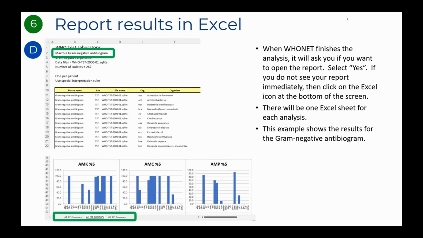When WHONET finishes the report, it will ask you if you want to open the Excel file. Select Yes. If you do not see the report immediately, then click on the Excel icon at the bottom of your screen to see the file. There will be one Excel sheet for each analysis.